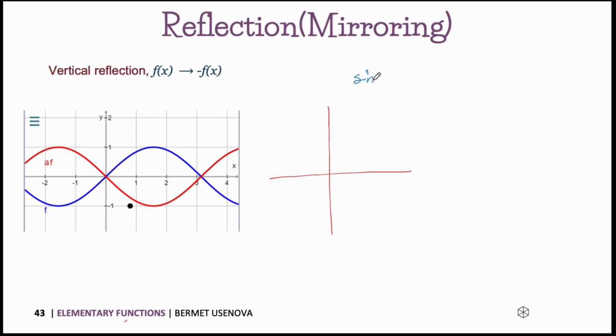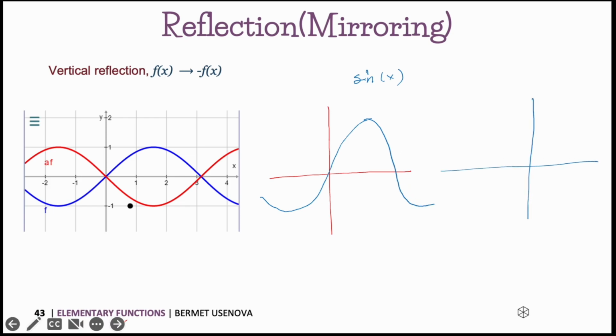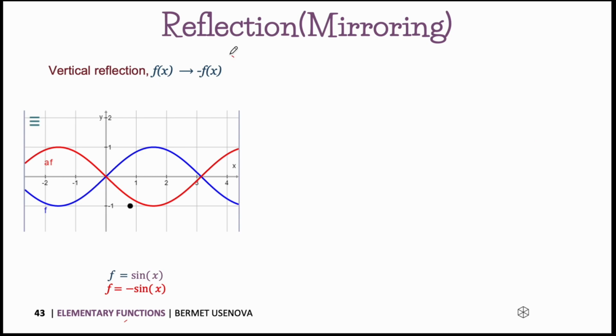So sine x will start here and look like this. So this is sine x. Minus sine x will act differently. It will go like this instead. Minus sine x will be a mirrored reflection of sine x. Both minus f and f have the same domain, just like when scaling in the vertical direction. The graph of minus f is a mirrored version of the graph of f about the x-axis, the vertical mirror image.